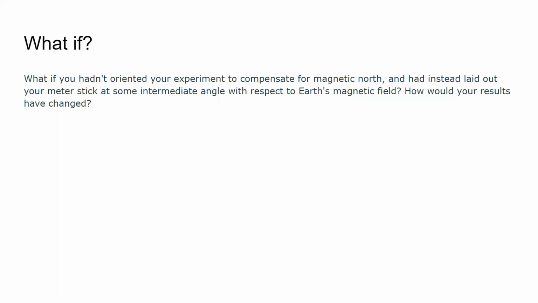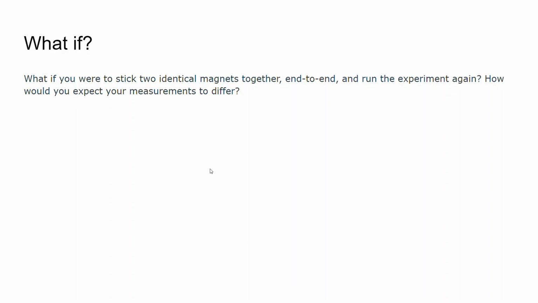And the last what-if question is, what if you were to stick 2 identical magnets together end to end and ran the experiment again? How would you expect your measurements to differ? So the direction of the magnetic dipole moment would stay in the same direction. However, the magnitude of the magnetic field would approximately double from the original value.